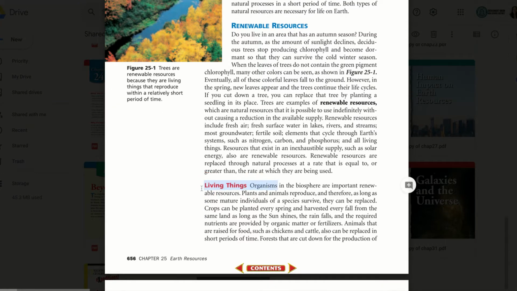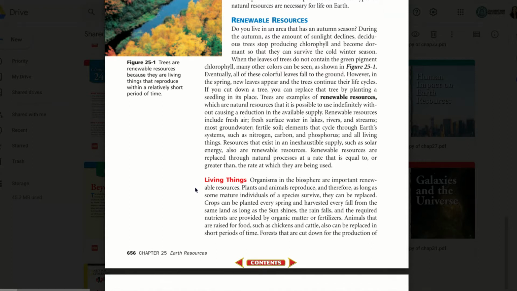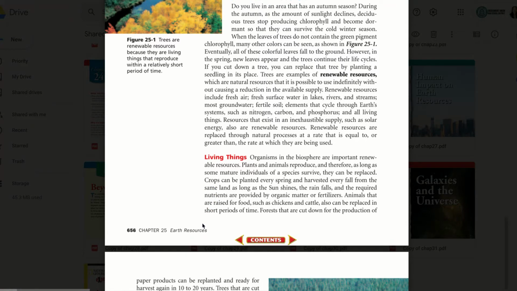Living things. Organisms in the biosphere are important renewable resources. Plants and animals reproduce, and therefore, as long as some mature individuals of a species survive, they can be replaced. Crops can be planted every spring and harvested every fall from the same land as long as the sun shines, the rain falls, and the required nutrients are provided by organic matter or fertilizers. Animals that are raised for food, such as chickens and cattle, can be replaced in short periods of time.